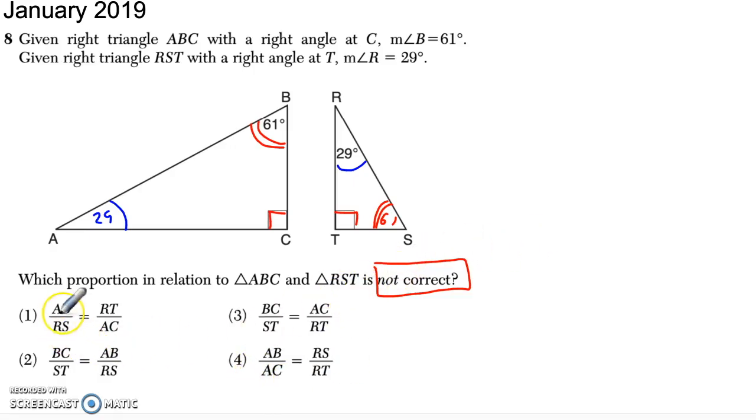So let's see over here. AB, I'm starting in the left triangle over RS. I went to the right triangle, so that's a good sign. Okay, AB is what part of this triangle? Well, it's the hypotenuse.